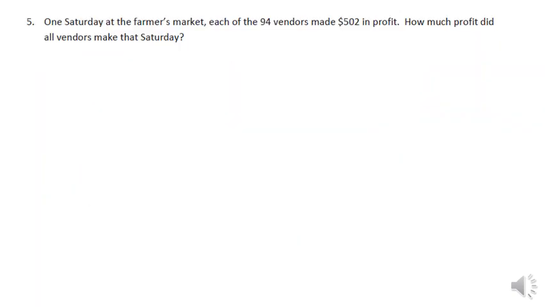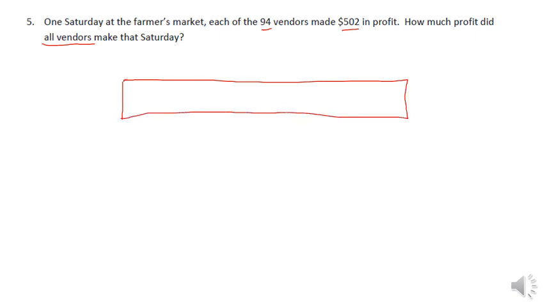Question number 5. On Saturday at the farmer's market, each of the 94 vendors made $502 in profit. How much profit did all vendors make that Saturday? All vendors. So now I'm going to do a drawing, and I like doing a tape diagram. On the top of a tape diagram, that is always the total of whatever you're trying to solve. So this is going to be total profit of vendors.